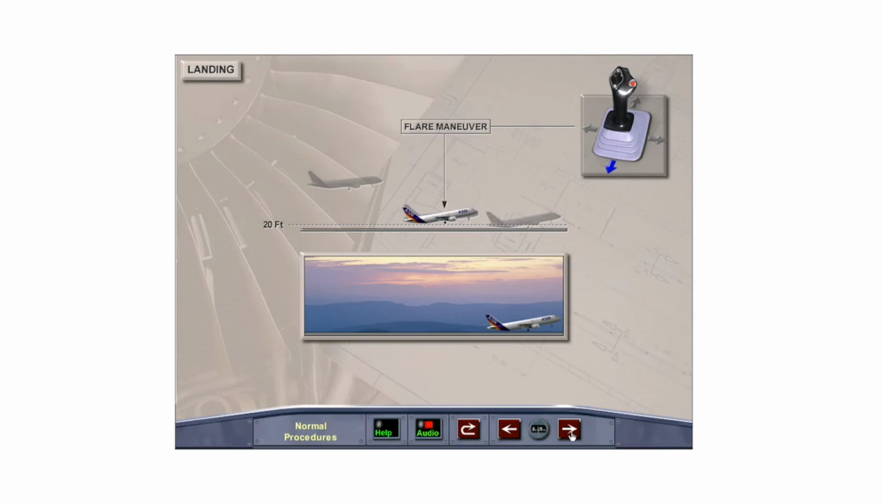At approximately 20 feet, perform the flare maneuver by pulling back gently on the side stick to counteract the induced pitch down input. In a crosswind, the preferred technique is to use rudder to align the aircraft with the runway. If the input is gentle, very little if any lateral control is required. Remember, side stick input in flight demands roll rate.